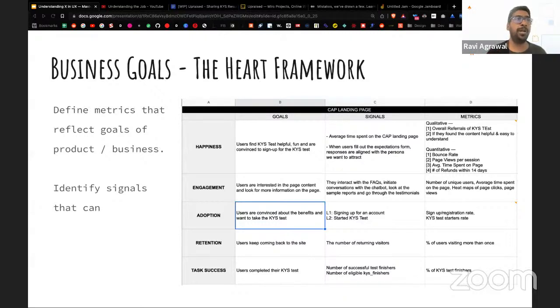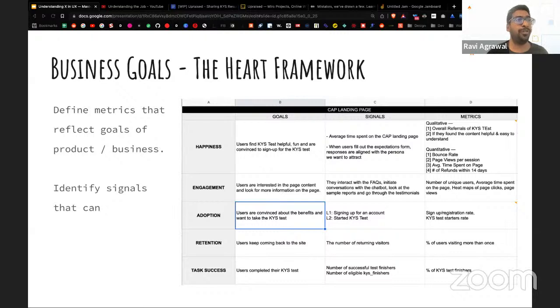Similarly, for engagement, you can look at whether they interact with FAQs, whether they initiate conversations on our chatbot, whether they look at the sample KYS reports or go through testimonials. All of these are different ways to measure engagement on the landing page. Adoption: what percentage of people signed up? What percentage of people started the KYS test? What percentage of people came back to the site to give a test, if the first time they were not able to because they were traveling in a train or a bus, or were just busy? That's retention. Task success is how many people started their sign-up journey and actually completed it.